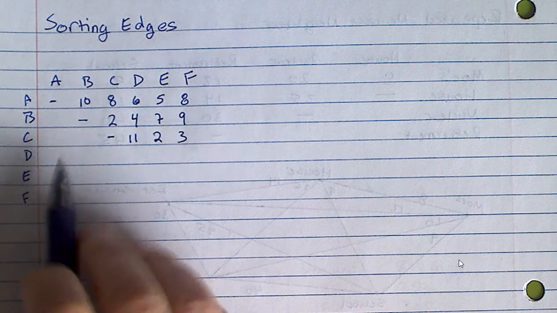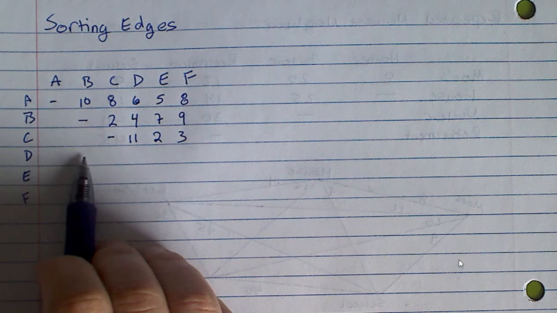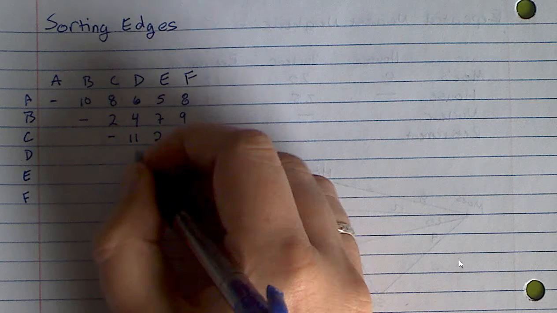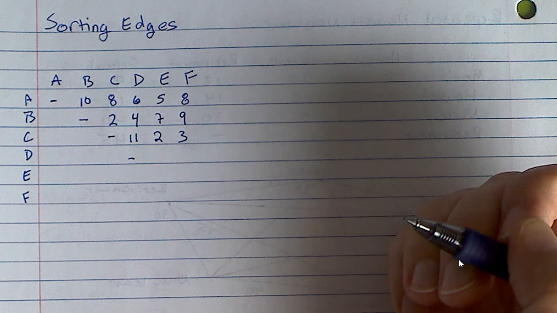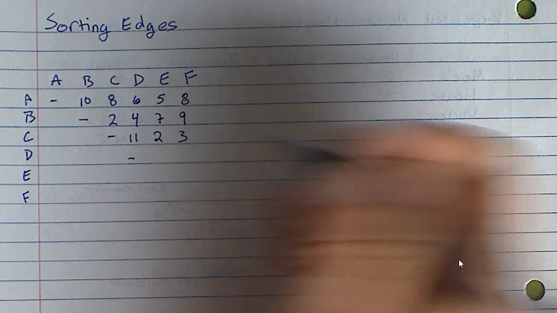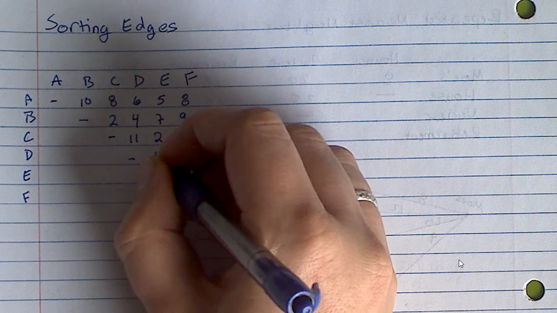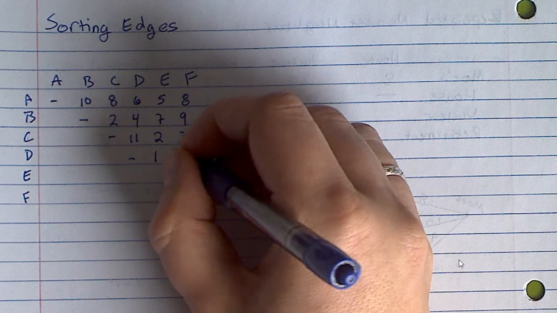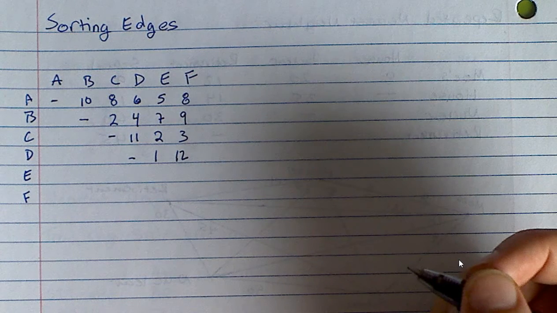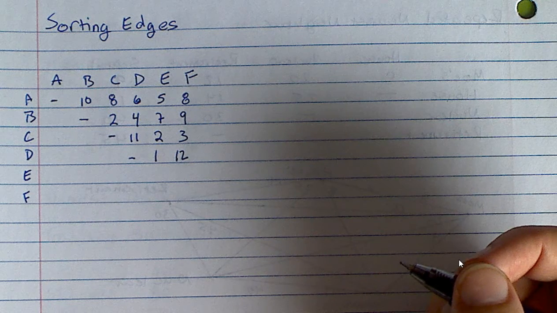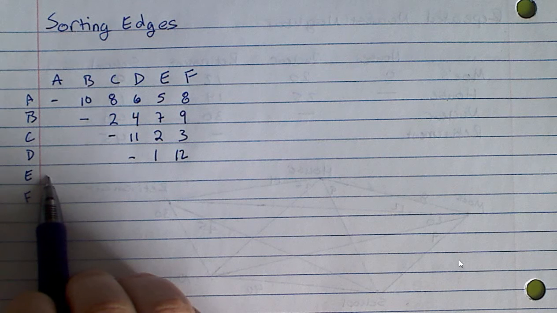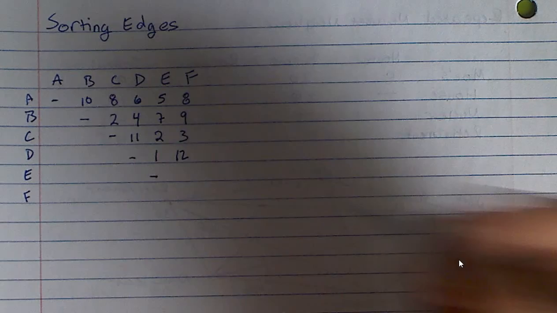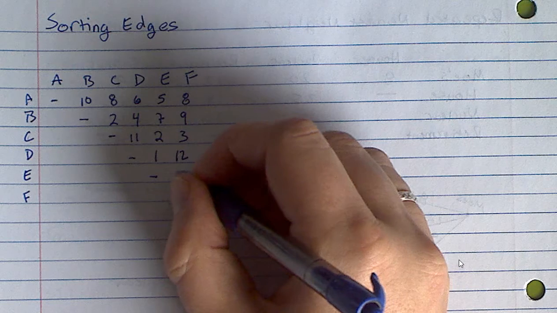And then for D, I don't have to do D to A because there's A to D. I don't have to do D to B. I don't have to do D to C. I don't have to do D to D because D is D. But I do have to do D to E, and let's say D to E is really short, like it's 1. And then D to F is 12. Okay, and then we'll do E. I don't have to do E to A, because that's already been done. E to B, E to C, E to D. I don't have to do E to E because E is E. And then E to F, I'm going to say is 6.